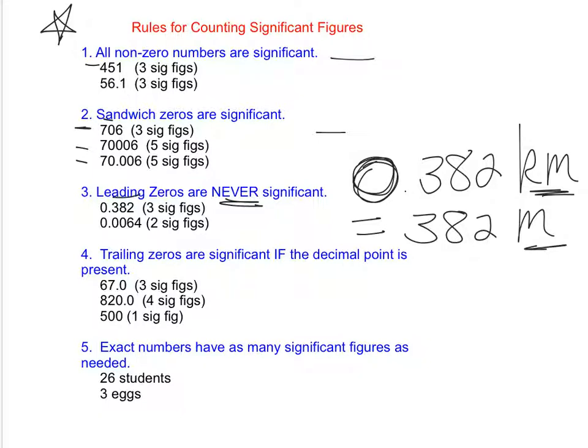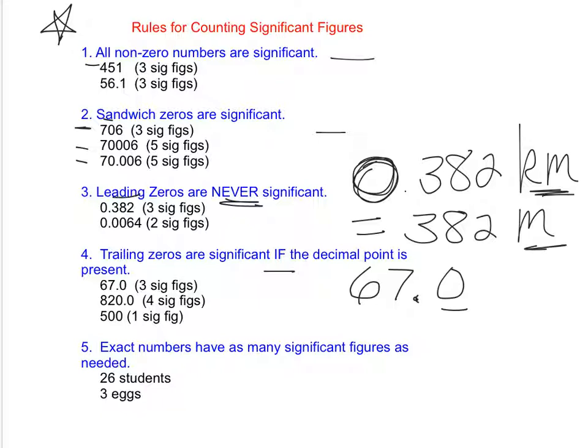Then we get into trailing zeros. This is when you have to really think about it a little bit more. Trailing zeros are significant if the decimal point is present. So for example, if you have 67.0 in that first one, this 0 is that last estimated digit. Remember the definition for significant figures. That is the estimated digit. We know the 6 and 7, and the 0 is estimated. Maybe it was close to a 0.1 or a 0.2. Here it happened to be right at a 0.0, so that is a significant number.